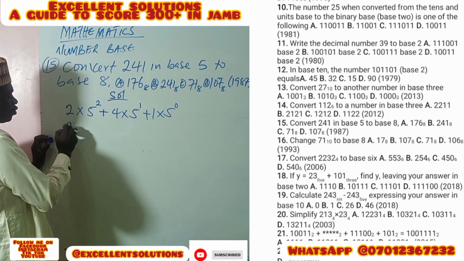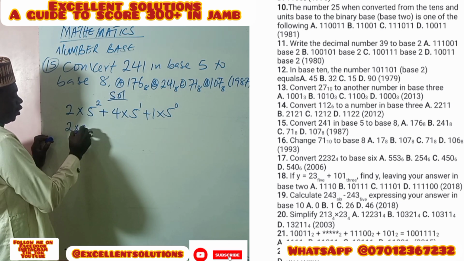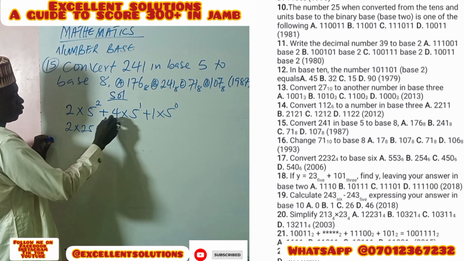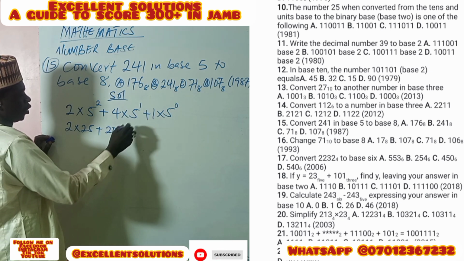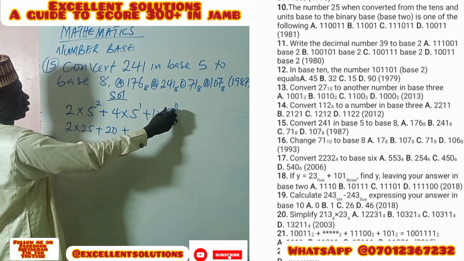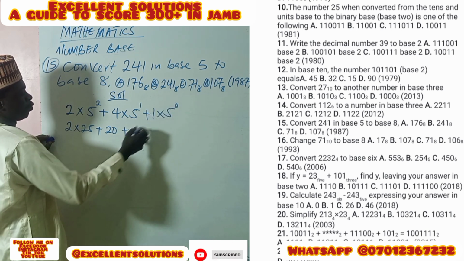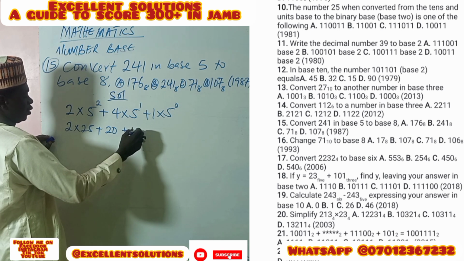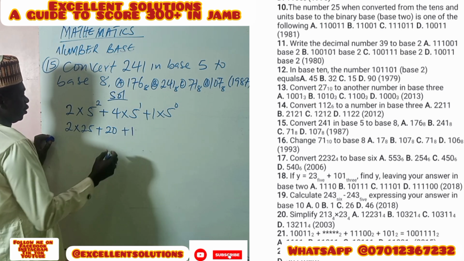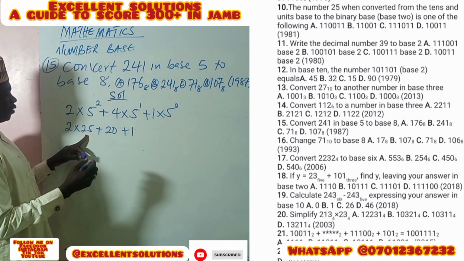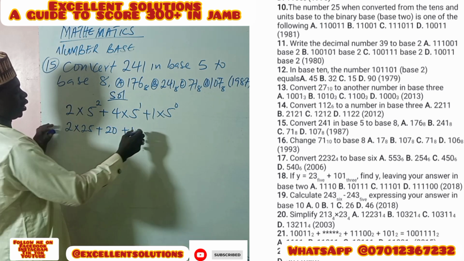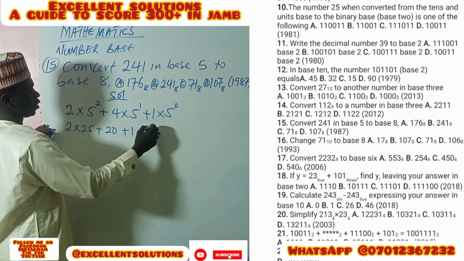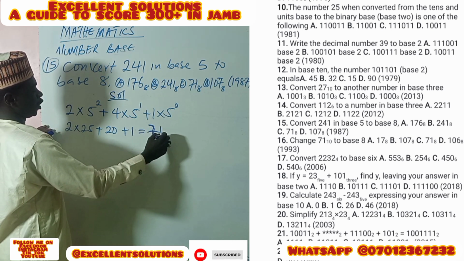So this is the same as 2 times 5 squared, we have 25, plus 4 times 5, we have 20, plus 1 times 5 to the power of 0 is 1. So we have 1 times 1, so we have 1. So this gives us 2 times 25 is 50, plus 20, we have 70, plus 1, we have 71. 71 base 10.